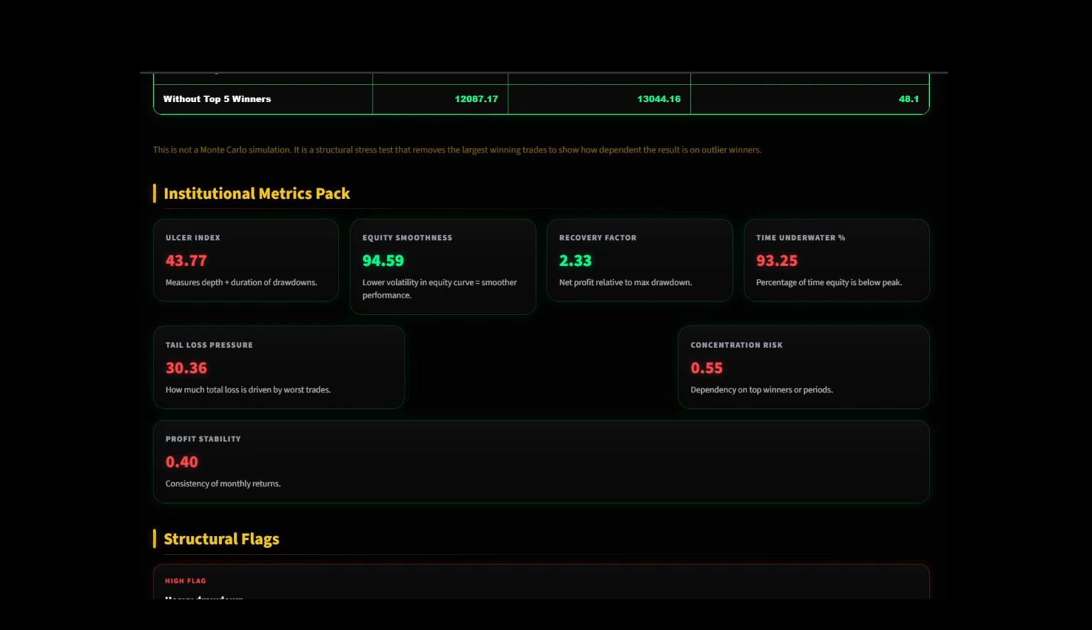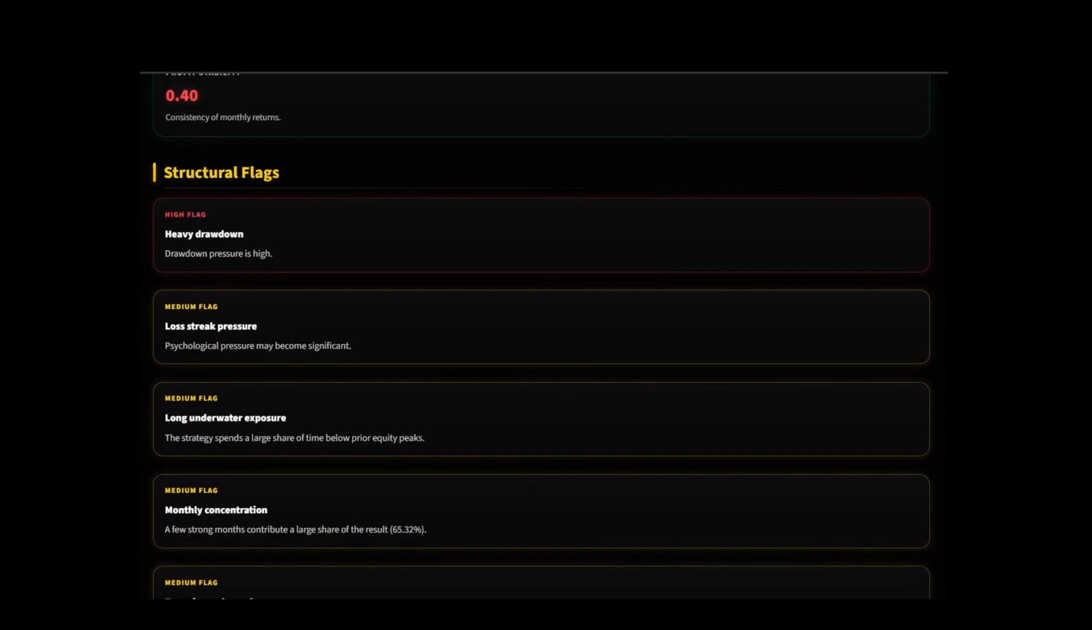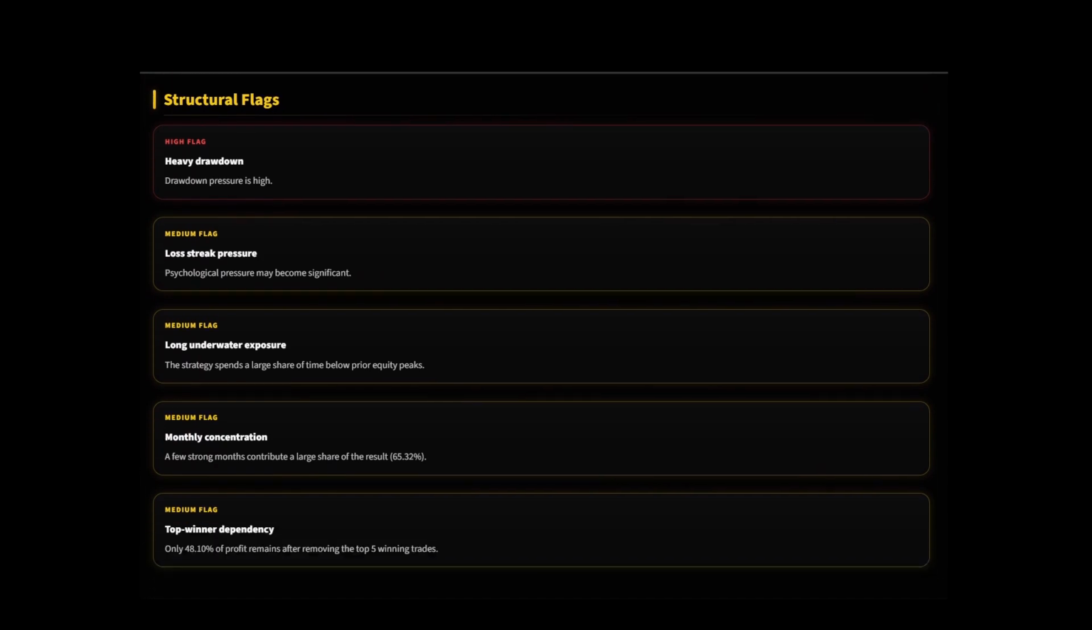This section pulls the main warning signals out of the report and puts them in plain language. So, instead of searching through all the metrics yourself, the tool highlights the areas that deserve attention. Here we see a high flag for heavy drawdown. That means drawdown pressure is one of the main problems in this profile.